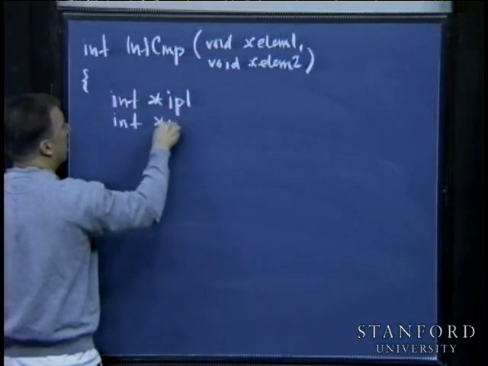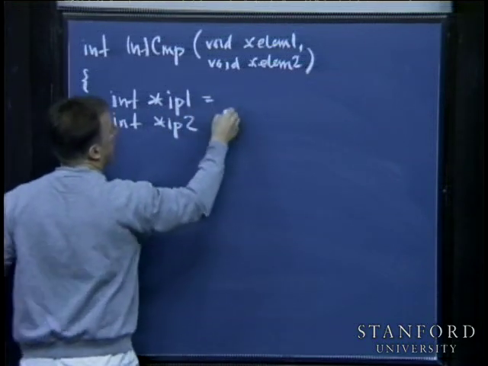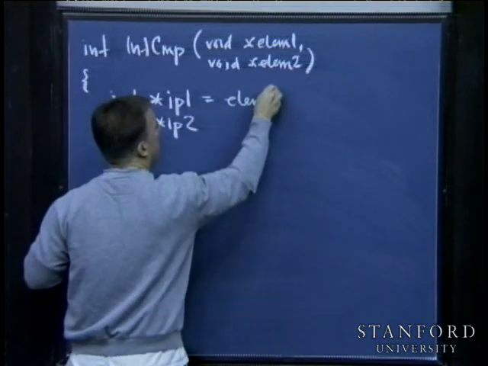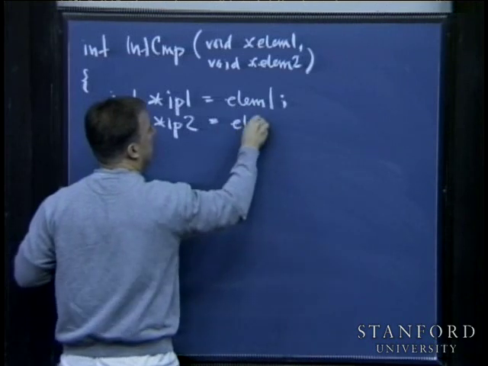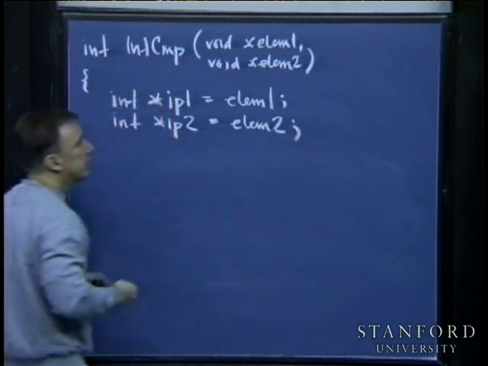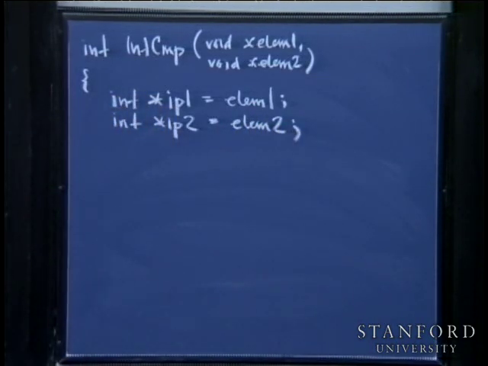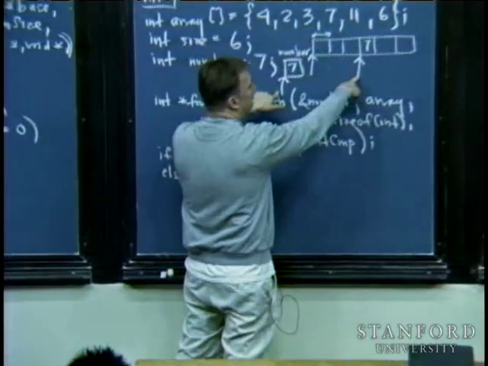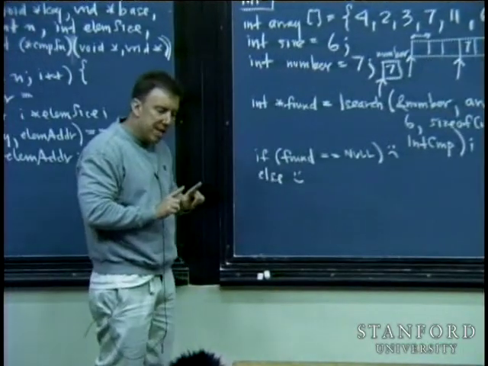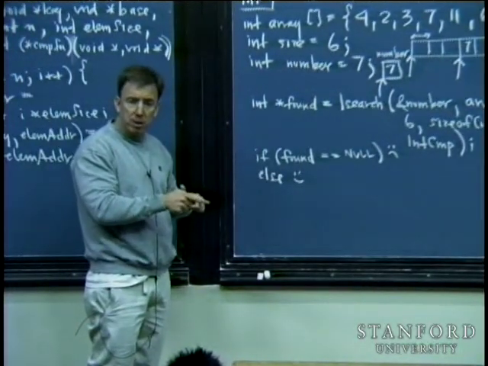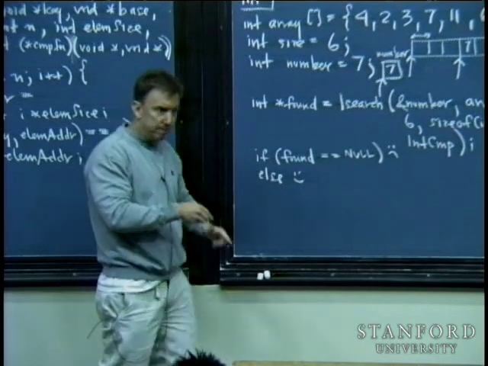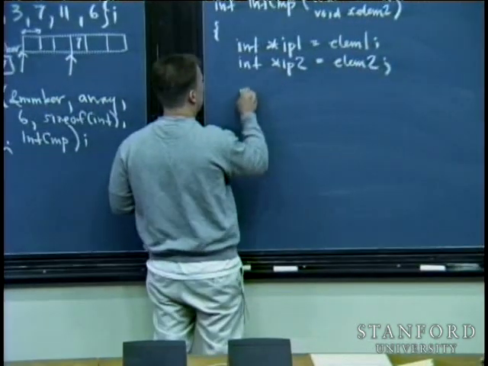Int star IP2, and I will just set it equal to elem1 and elem2. It turns out a pure C compiler, you do not need to do a cast there. It just understands that the cast is implicit. It has to do it. Okay. So I have these local variables, IP1 and IP2, that not only point to this and that right there, but they actually understand them to be 4-byte quantities to be interpreted as integers. Does that make sense?